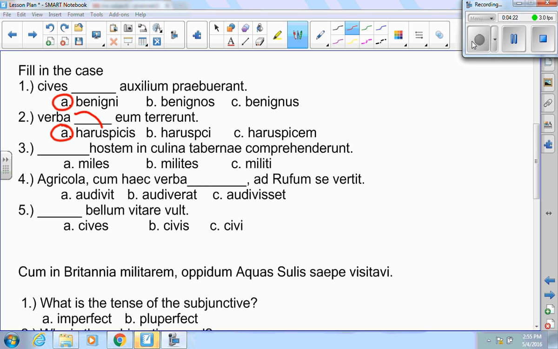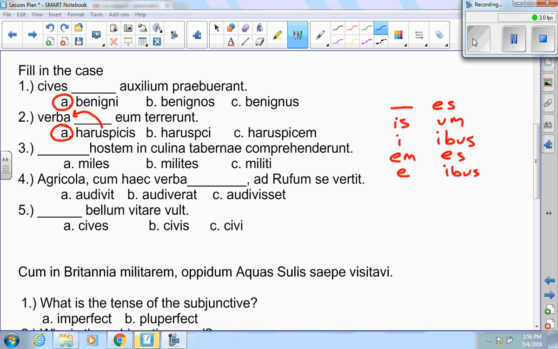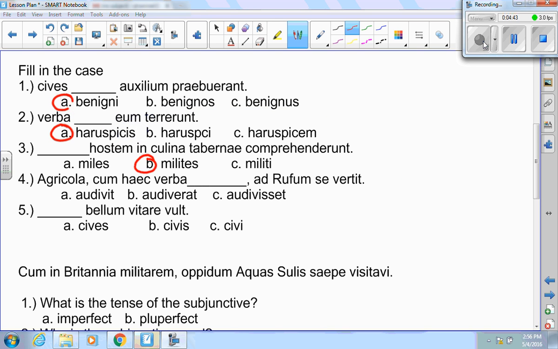I have the word hairspix, terrify him, so I need the genitive ending. I need to remember that hairspix is third declension, signified here by the "is" in its second principal part. Also, it's masculine. Since it's third declension, it needs one of these third declension endings. We said it was "of." Of is genitive. There's my genitive ending, and that is the ending that goes on hairspix.